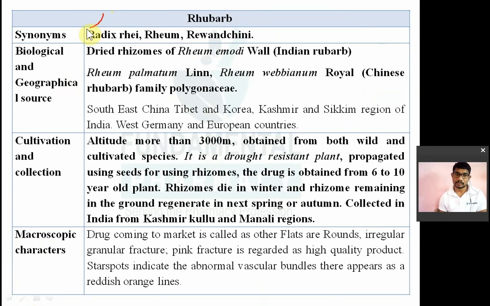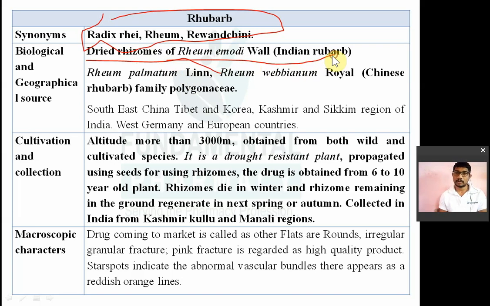These are the synonyms. Now, what is the biological source? It is the dried rhizomes of Rheum emodi, which is known as the Indian rhubarb, and Rheum palmatum, another variety. Rheum webianum is known as the Chinese rhubarb. Indian rhubarb is nothing but Rheum emodi and Rheum palmatum. Rheum webianum is the Chinese rhubarb.